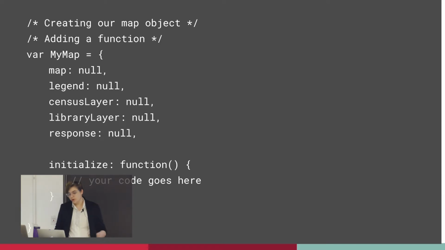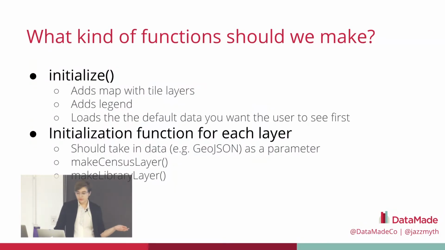Let's see. OK, so in your initialize function, what you're going to want to do is add tiles. Those are the basic things from OpenStreetMap. Stamen has a bunch as well. I know those were used in the Leaflet workshop from earlier this month, I believe. You also would want to add a legend, and it can load the default data that you want the user to see first. So beyond that, we will also have an initialization function for each layer.